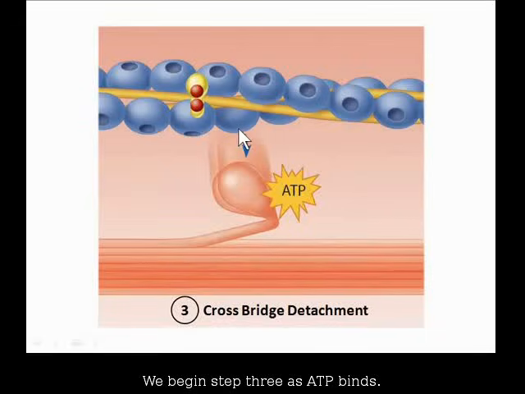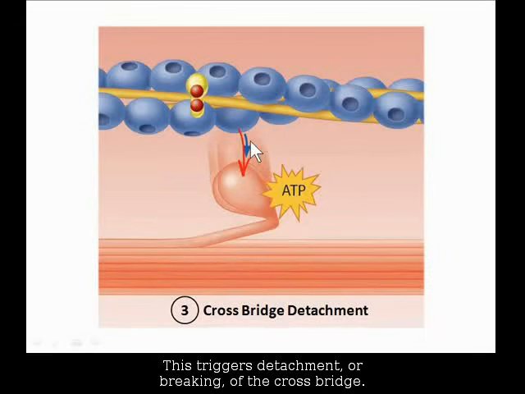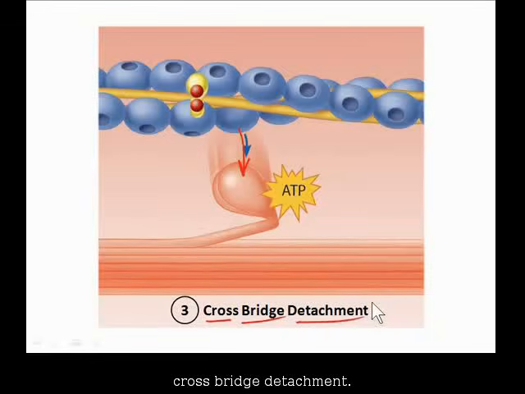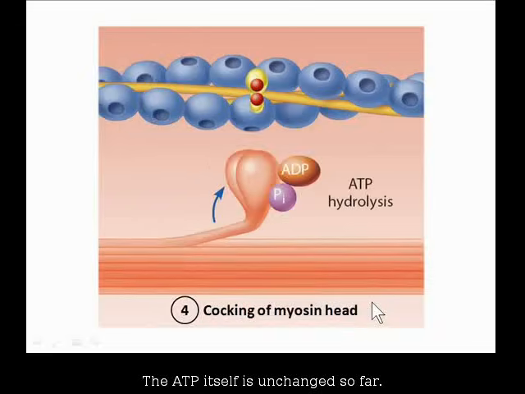We begin step 3 as ATP binds. This triggers detachment or breaking of the cross bridge. This is the first of 2 major roles for ATP, cross-bridge detachment. Note that the binding of ATP to myosin is sufficient to break the cross bridge. The ATP itself is unchanged so far.